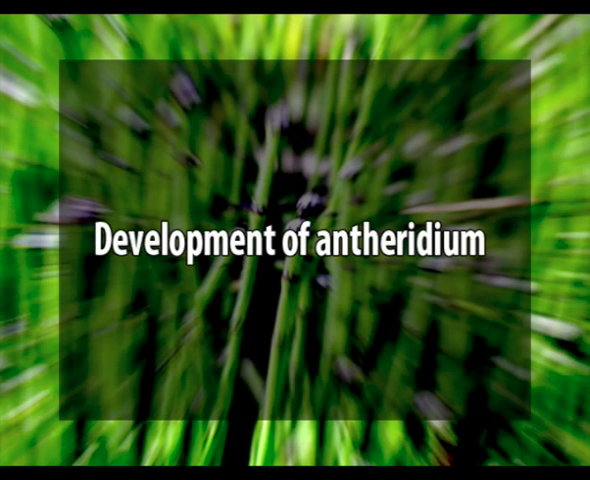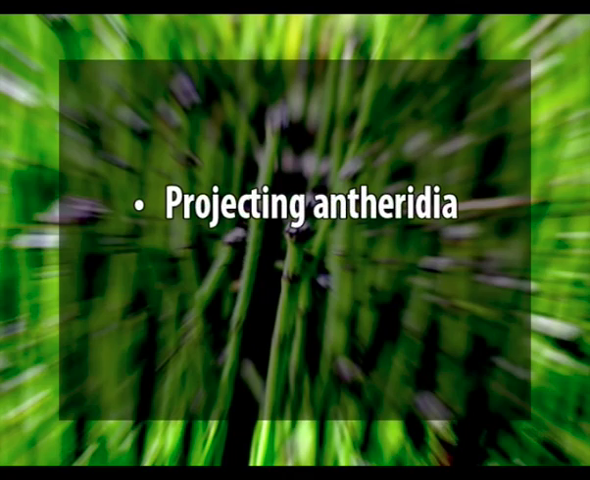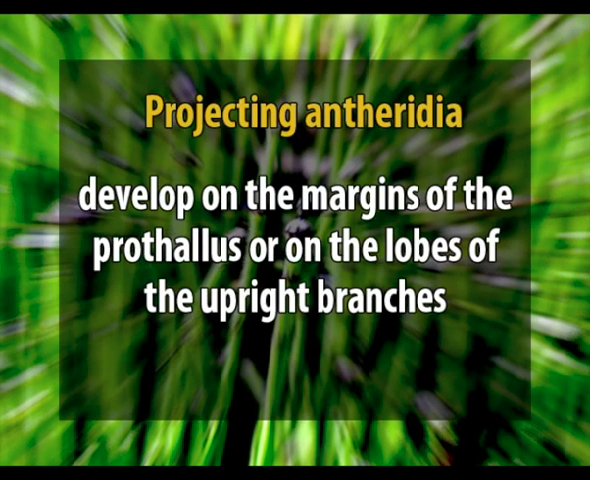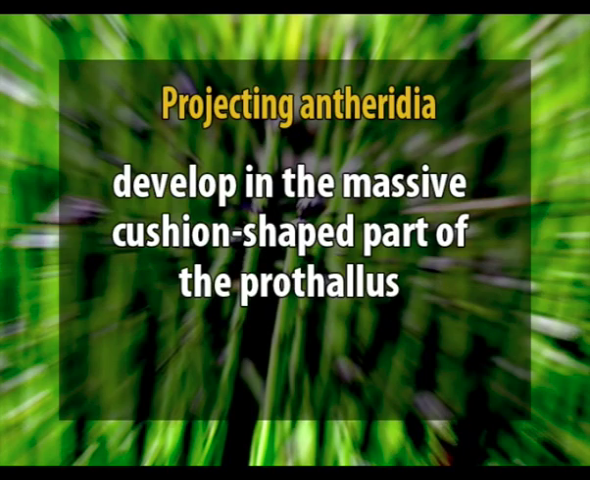In monoecious species, antheridia develop after archegonia. There are usually 2 types of antheridia in case of Equisetum: projecting antheridia and embedded antheridia. The projecting antheridia develop on the margins of prothallus or on the lobes of the upright branch, whereas the embedded antheridia develop in the massive cushion-shaped part of the prothallus.